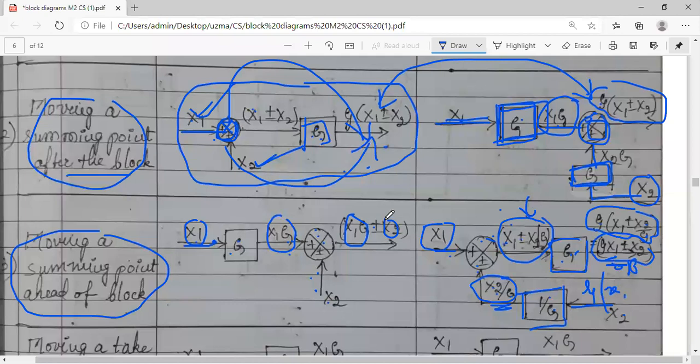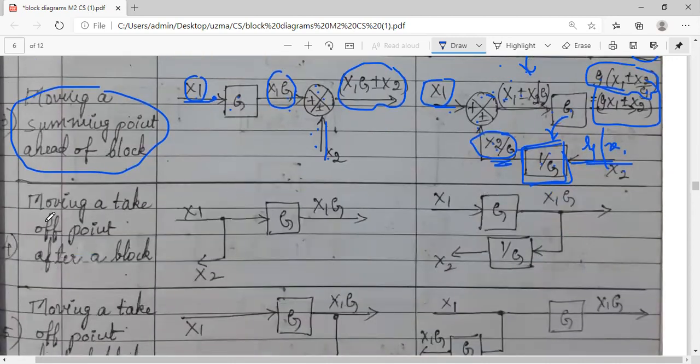So compare this and the output which you got in the original diagram. Both are the same: x1g plus or minus x2, x1g plus or minus x2. So if you see both the final outputs, you got the same. That's why when you shift a summing point before the block, don't directly connect the second input. Instead, pass it through a block whose gain value is the reciprocal of the original gain. Okay, this is the change you have to make. So this is your third rule for block diagram reduction.